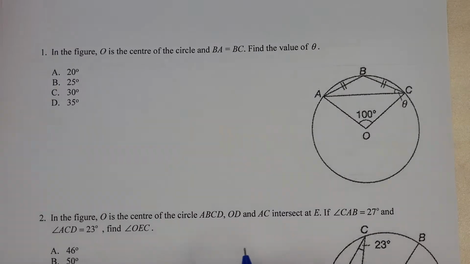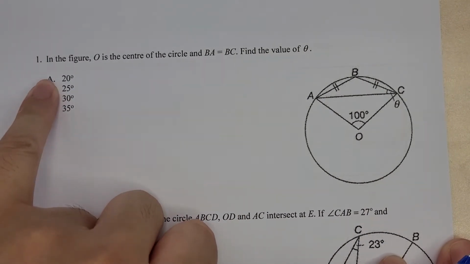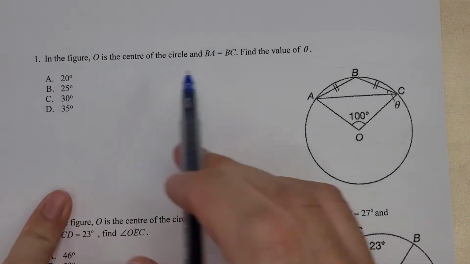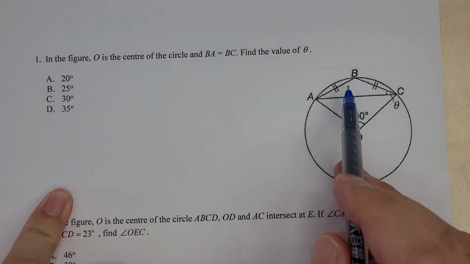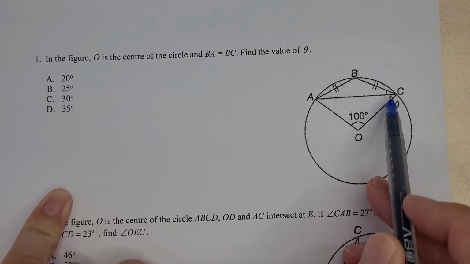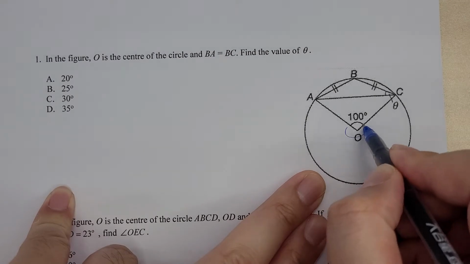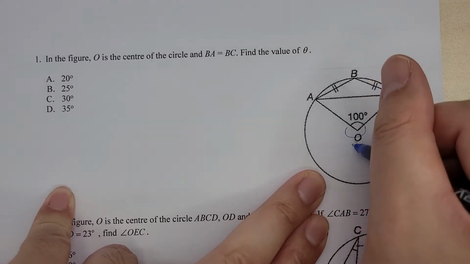Okay, let's look at the solution of this paper. So for example 1, in the figure, O is the center of the circle and BA equals BC. You need to find the value of theta. First of all, we can find this one, that is 200 degrees.